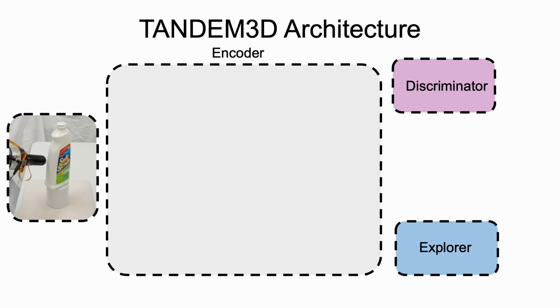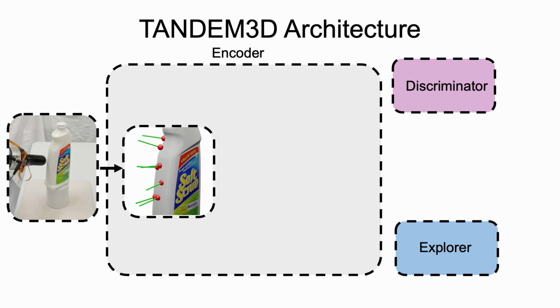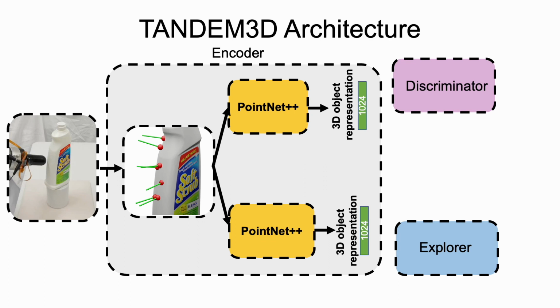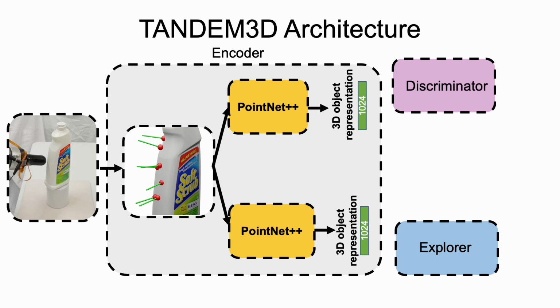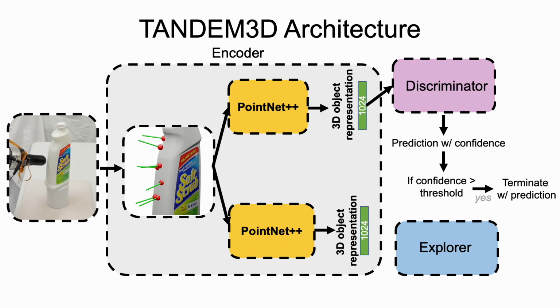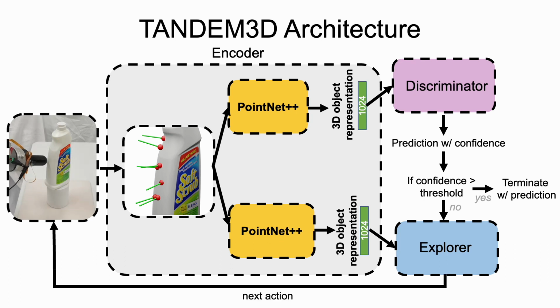Our proposed encoder first rearranges the collected sequence of contact locations and normals into a point cloud. These point clouds are then passed through PointNet++ based networks to generate the 3D object representations of dimension 1024. We choose the PointNet++ architecture because it's permutation invariant and can handle different lengths of points. This 3D representation is then passed to the discriminator to predict the identity of the object and the confidence value. If the confidence is greater than the predefined threshold, the episode is terminated and the final prediction is produced. Otherwise, the 3D representation is fed into the explorer and the explorer will compute the next action.